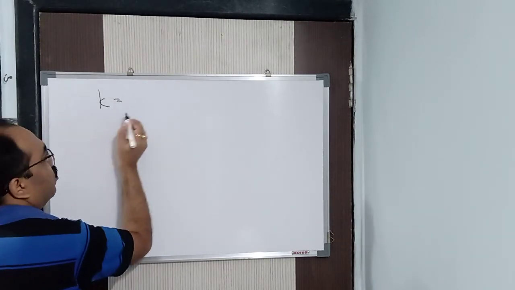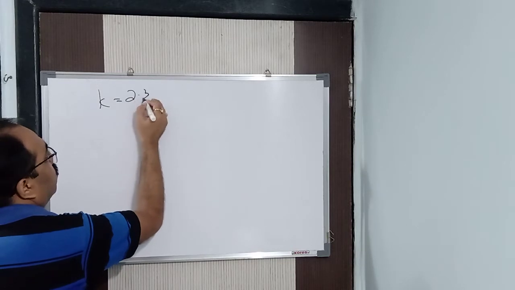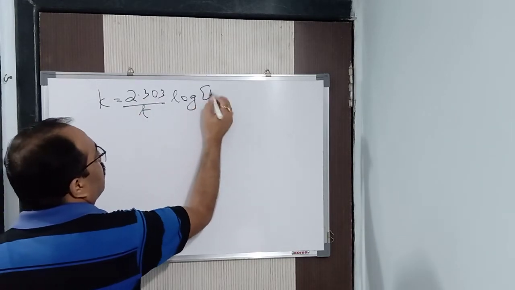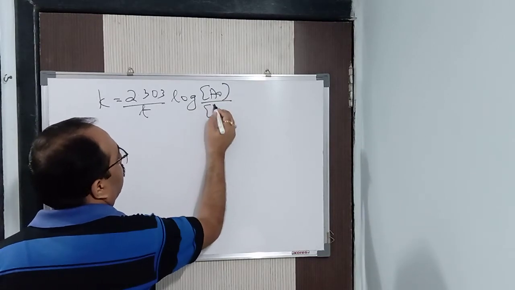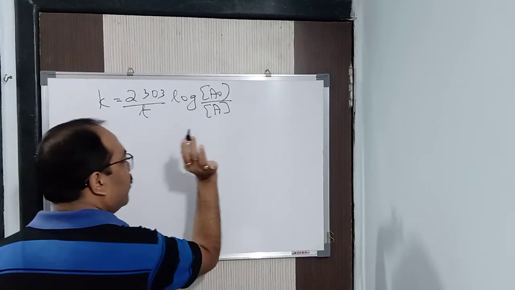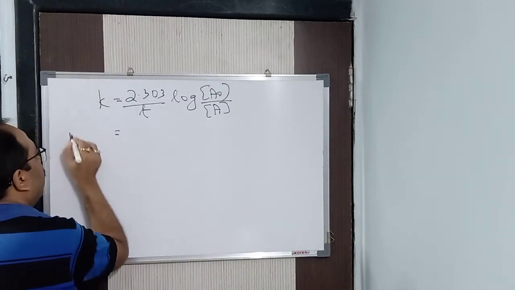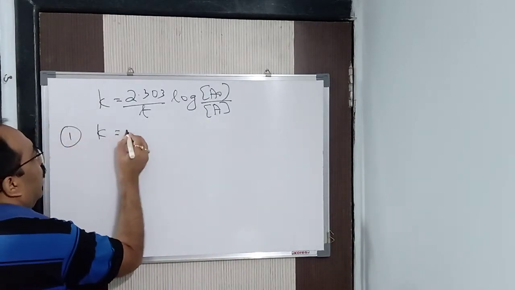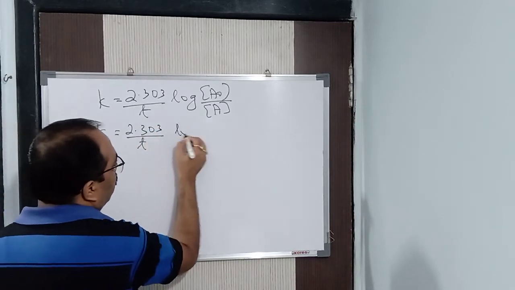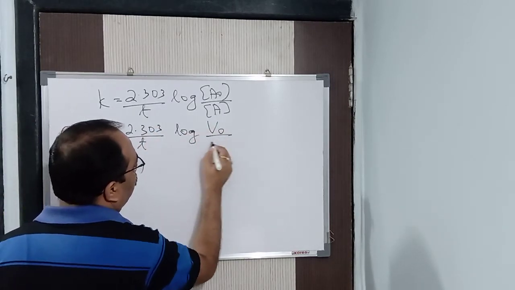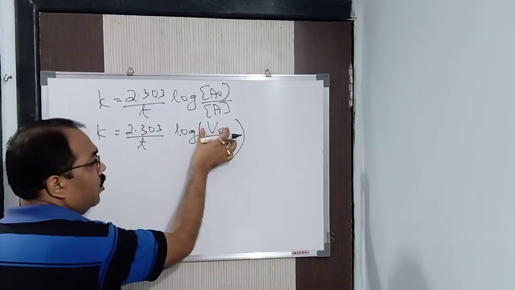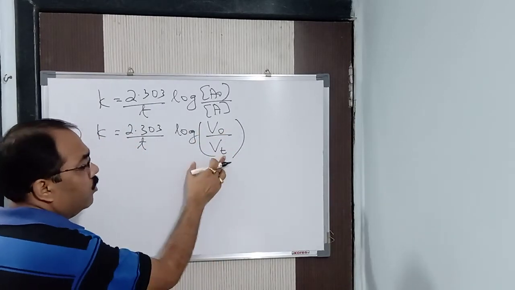First order reaction. Now, you know the formula, what is that? K is equal to 2.303 by t log concentration of A0 by A, where A0 is the initial concentration, A is the remaining concentration, we have already discussed. Now see, one by one I am telling you. Number one, K is equal to 2.303 by t, you will be using this formula, log V0 by Vt. Listen carefully, V0 is the initial volume and Vt is the final volume when the time is t.